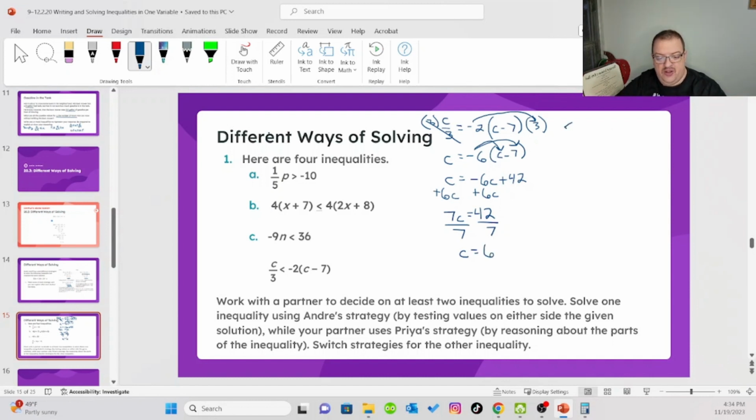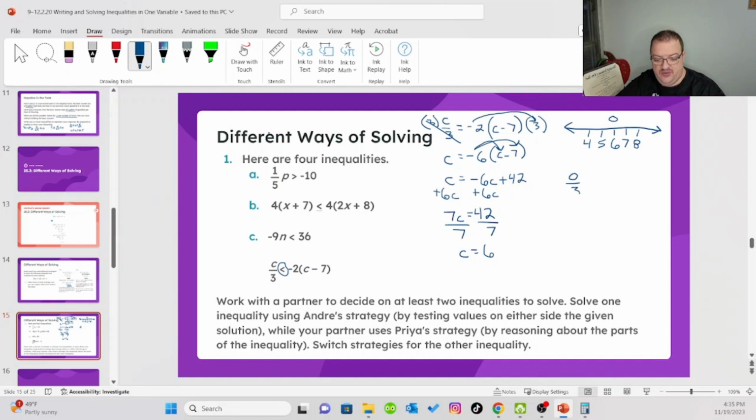So I know that on my number line, I'm going to put my circle or my point at 6. My inequality symbol is only less than. That means it's going to be a hollow circle. Now I need to know which direction to draw my line. So I am going to substitute 0 into the original inequality and see if it makes it true.